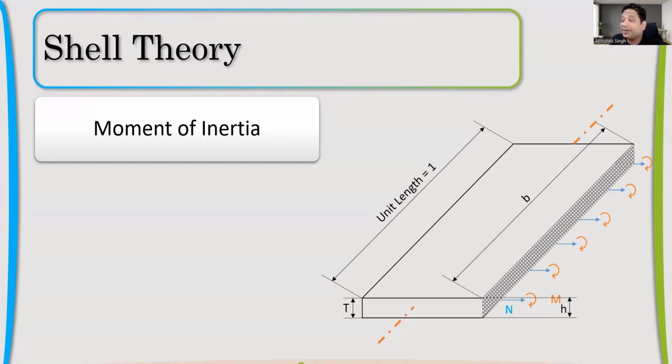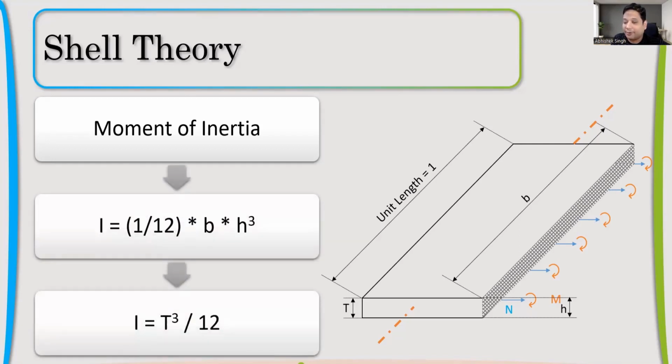We are talking about moment of inertia for this cross section. Moment of inertia is the property of that cross section, so it has nothing to do with what force or moment is acting. Anjali Verma, T cube by 12, absolutely right. What is the moment of inertia formula for a rectangular surface? B H cube by 12. I hope you know that. The T cube by 12 will be the moment of inertia of this cross section, which we have indicated.